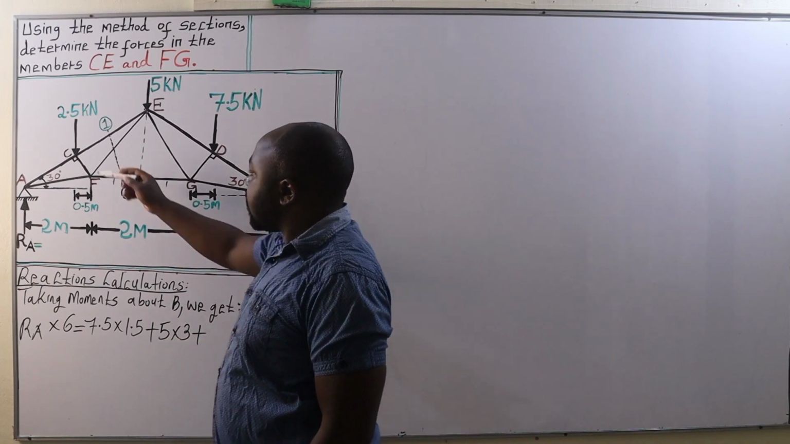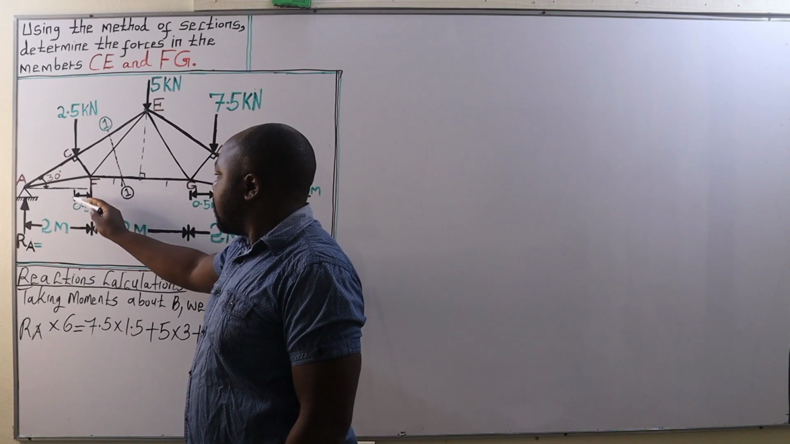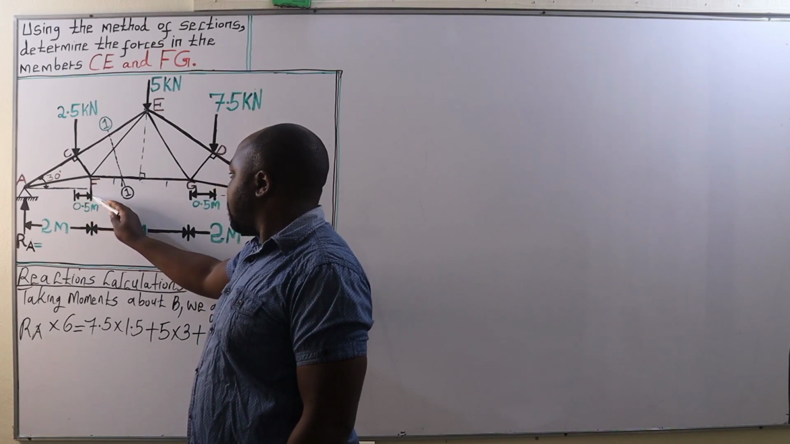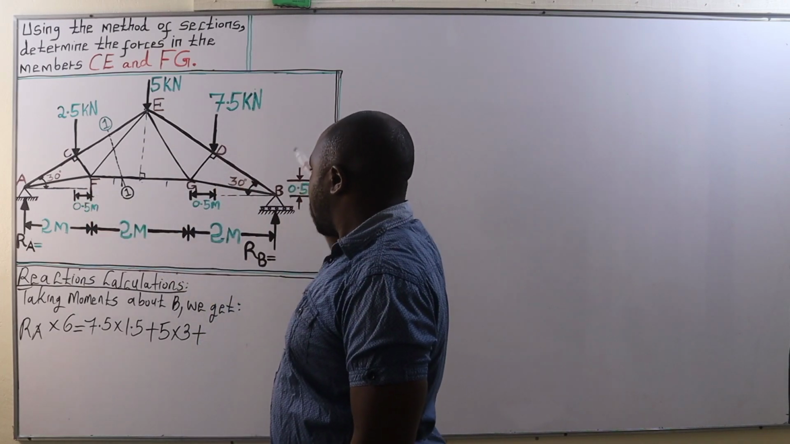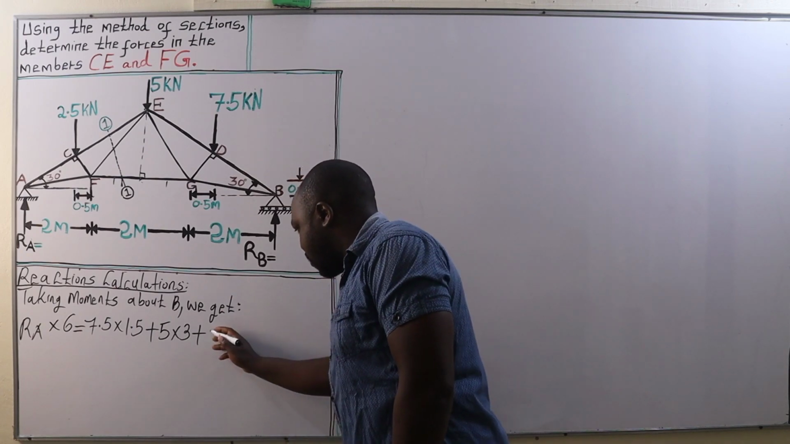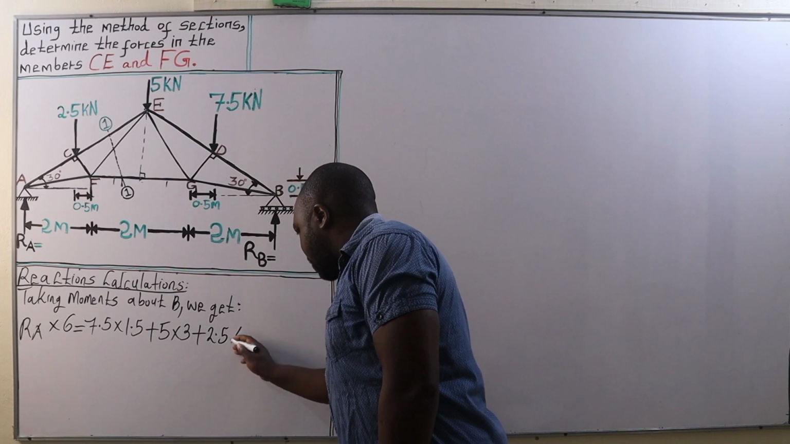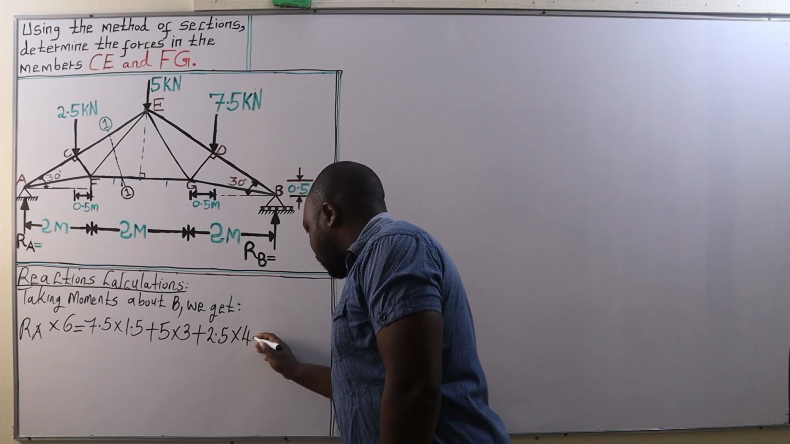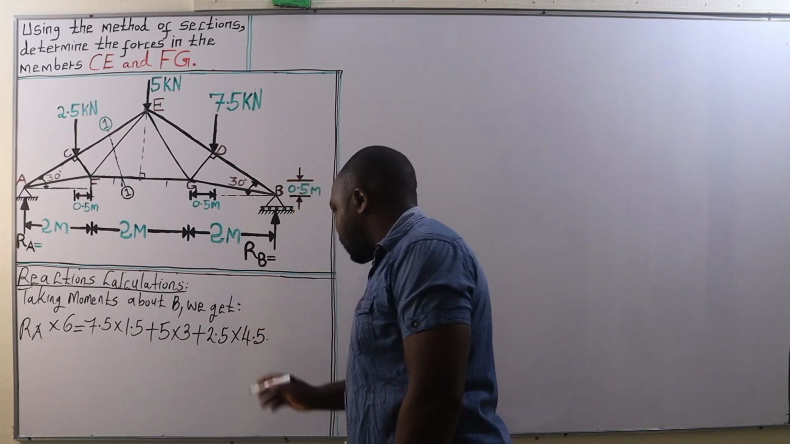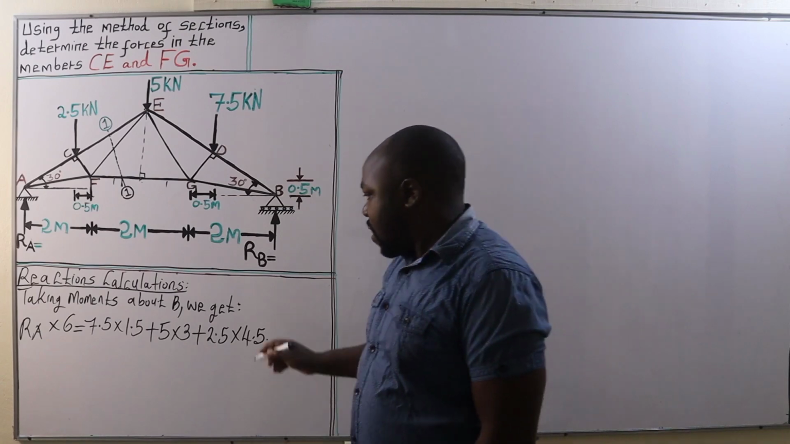Plus 2.5 multiplied by 0.5 plus 4, that is 4.5. Therefore, plus 2.5 multiplied by a span of 4.5 meters.